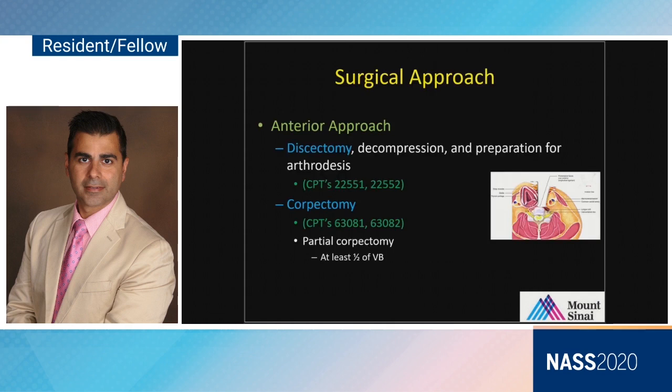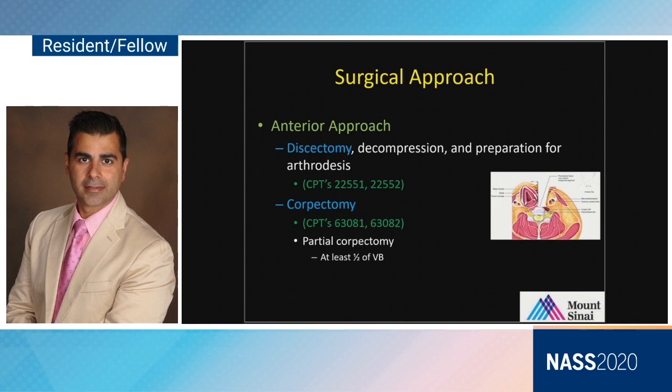So to start off with, generally, you want to know what your surgical approach was. In the cervical spine, you generally do either an anterior approach or a posterior approach. Anterior approaches typically consist of a discectomy, which is a form of a decompression, and there's often some sort of preparation for arthrodesis. We usually don't perform an anterior cervical discectomy without the arthrodesis, so these codes have become a bundled code at this point.